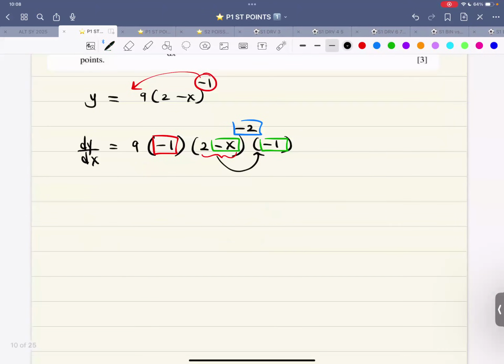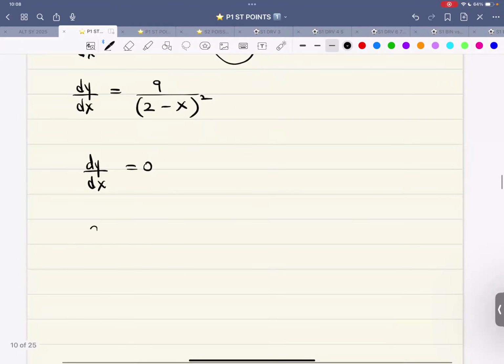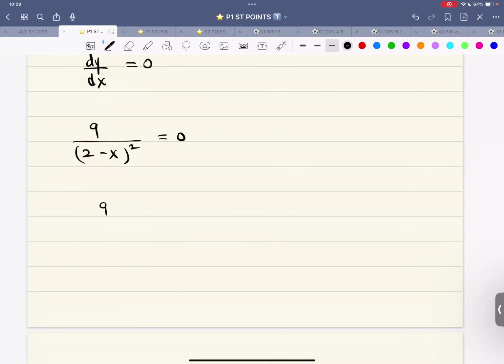So now this is negative, this is negative, that is positive, this is 9. So this is 9, and write it as (2 minus x) raised to power of 2. This is dy by dx. Now when I equate dy by dx equals to 0, 9 over (2 minus x) whole square equals to 0. What happens? 9 is equals to (2 minus x) whole square into 0, which gives me 0.